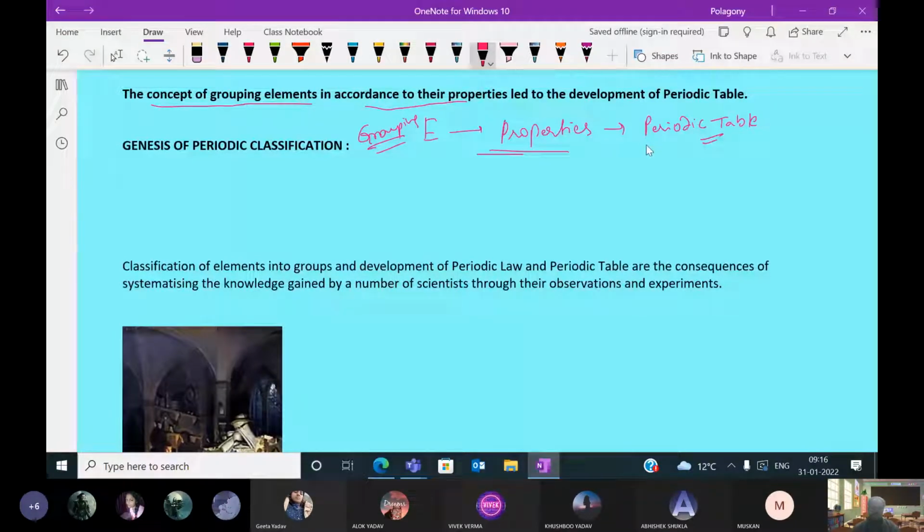So now we are going to discuss the genesis of the periodic table, that is, how the periodic table came up. We are going to discuss the history of classification of elements. The classification of elements into groups and the development of the periodic table are the consequence of systematizing the knowledge gained by a number of scientists through their observations and experiments.